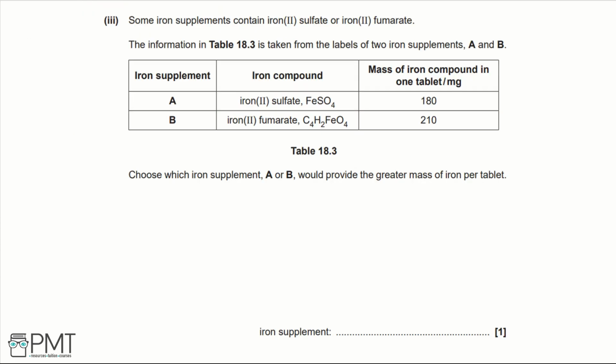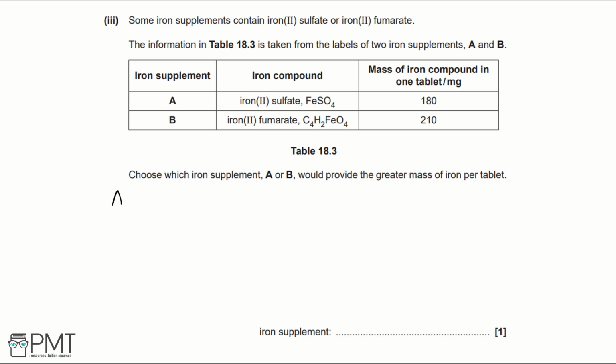Part 3. Some iron supplements contain iron 2 sulfate or iron 2 fumarate. The information in table 18.3 is taken from the labels of 2 iron supplements A and B. Choose which iron supplement A or B would provide the greater mass of iron per tablet. What we're going to do is work out the ratio of iron in each compound first, and then we're going to multiply it by the mass of iron in milligrams.